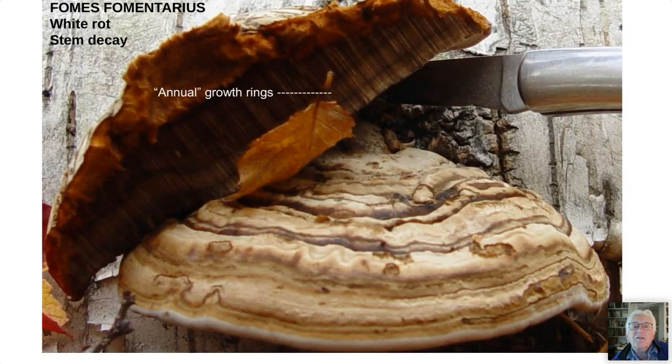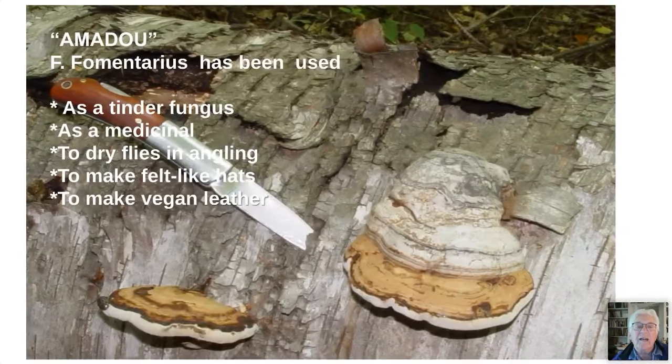Okay, so it just grows, and every time it grows, it sends out another growth on the top and through the bottom. So kind of hard on the top and soft on the bottom. So this is a white rot fungus, and it produces stem decay, which means that the entire structure of the wood suddenly gives way and just breaks apart. Now, Fomes fomentarius is often called amadou, and it's been used as tinder. I think maybe the Iceman carried some of that for either medicinal purposes or to carry fire with him.